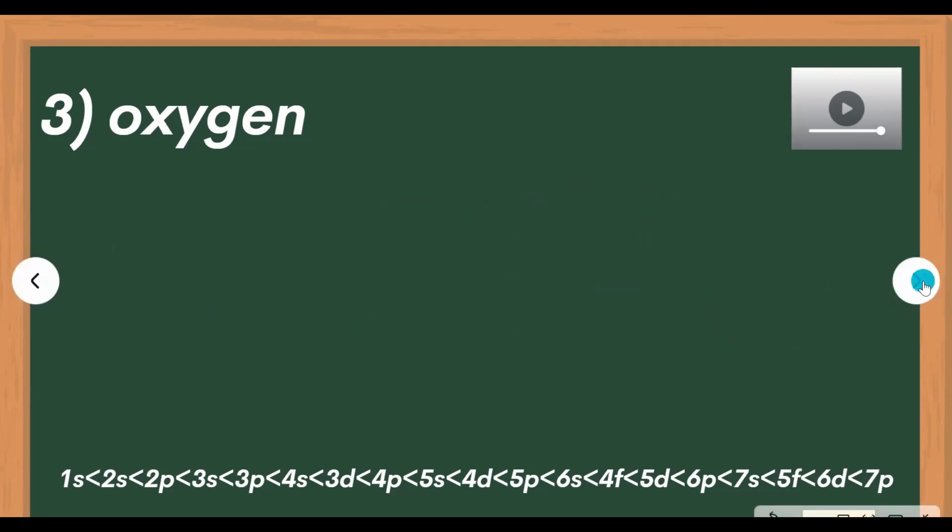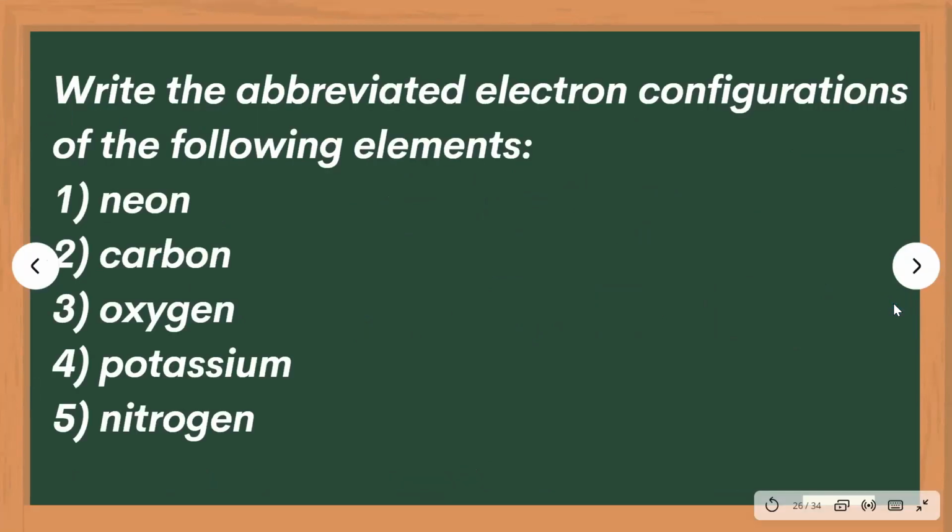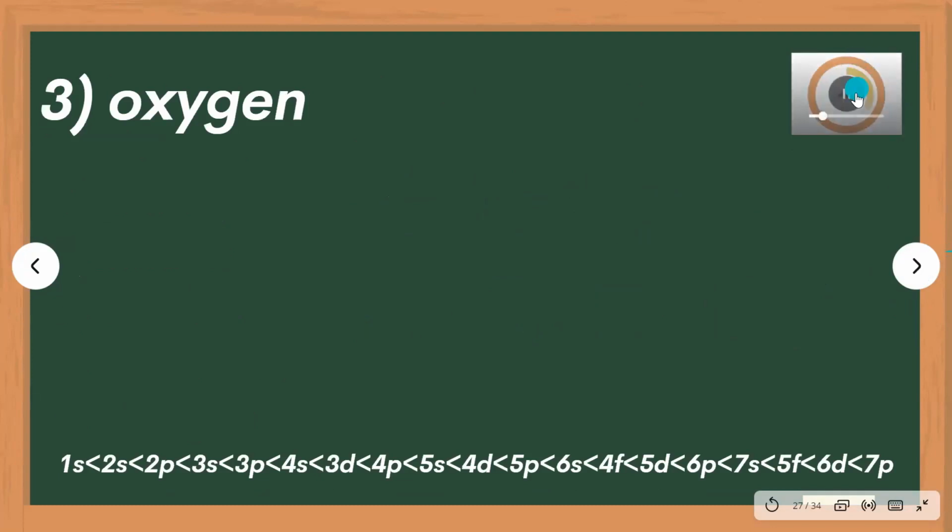All right. So now let's proceed with this. Write the abbreviated electron configuration of the following. The following elements are just the same with what we did earlier, but we are trying to find the abbreviated electronic configuration. So how do we do this? Let's say, for example, oxygen. How can we find the abbreviated configuration for oxygen?